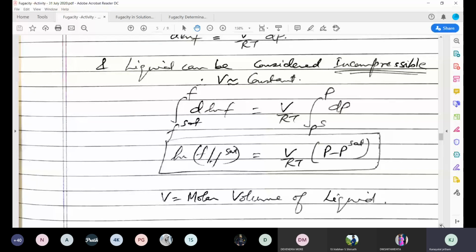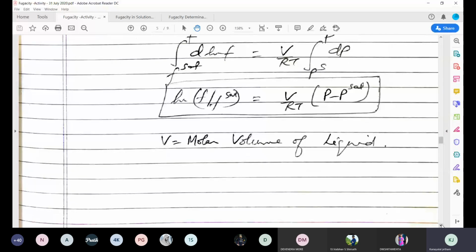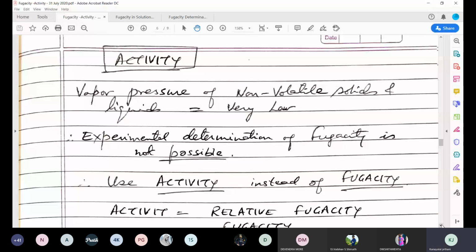So next we look at activity. We have seen fugacity. Fugacity is more relevant for gases. Now we look at activity because liquids are a little different. Okay. So vapor pressure of non-volatile solids and liquids is very low at normal temperatures, and fugacity determination is not easy, not possible for these. So we define a term called activity instead of fugacity for liquids.